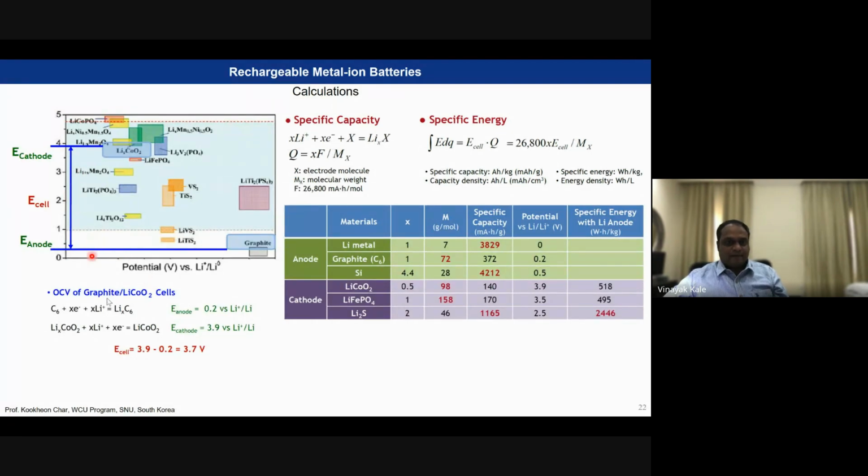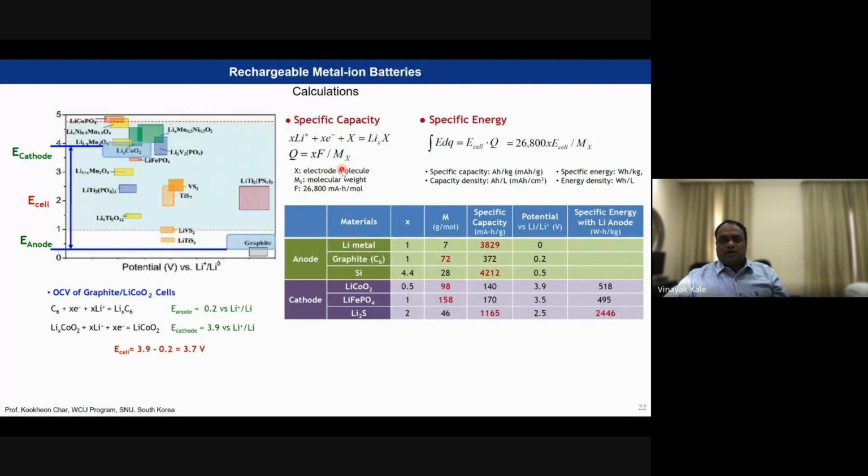lithium potential. So the total voltage of the cell is the voltage of the cathode minus the voltage of the anode. For example, in this case, the voltage of the cathode, lithium cobalt oxide, is 3.9, and on the other hand, graphite has a very low potential versus lithium, about 0.2. So the difference between the cathode and the anode is 3.7, which is the total voltage of the cell if we combine graphite and lithium cobalt oxide.